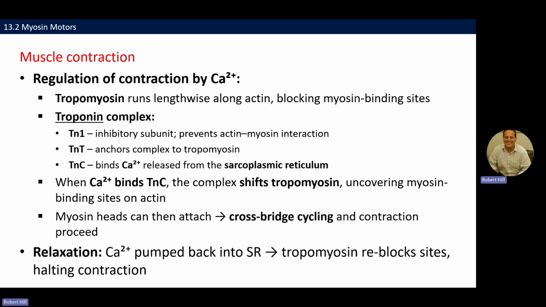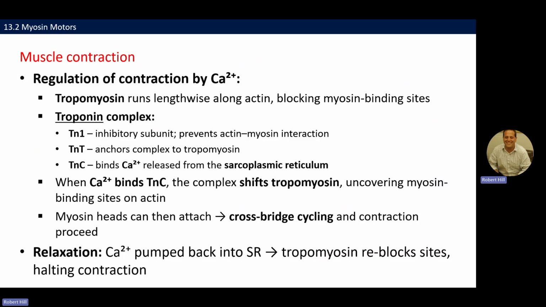So in a resting muscle, the protein we talked about, tropomyosin, which runs along the actin filament, is blocking the myosin binding sites, right? So even if the ATP cycle is going and the myosin 2 head is trying to access actin, it can't. Tropomyosin, imagine it's like a rope that wraps around actin and prevents the binding of myosin 2 during a resting state.